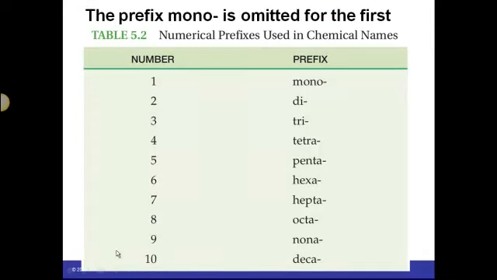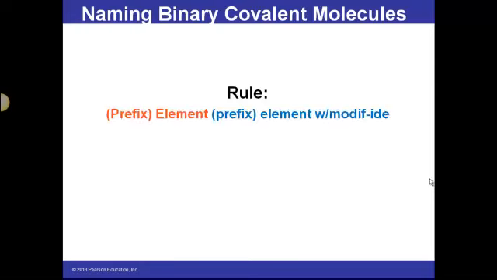These are the counting prefixes that you'll need to know. Mono for 1, di for 2, tri for 3, tetra for 4, penta for 5, hexa for 6, hepta for 7, octa for 8, nona for 9, and deca for 10. You're going to need to memorize these prefixes going with the number of atoms involved in the bonds. So our rule: we have a prefix plus the least electronegative element, another prefix plus the most electronegative element modified with the "ide" ending that we saw with our ionic compounds as well.